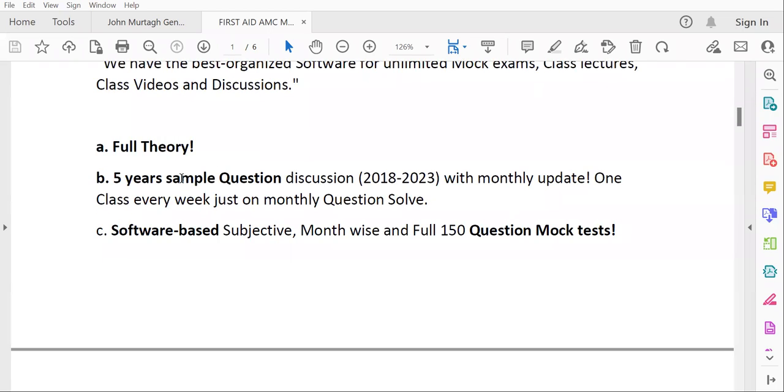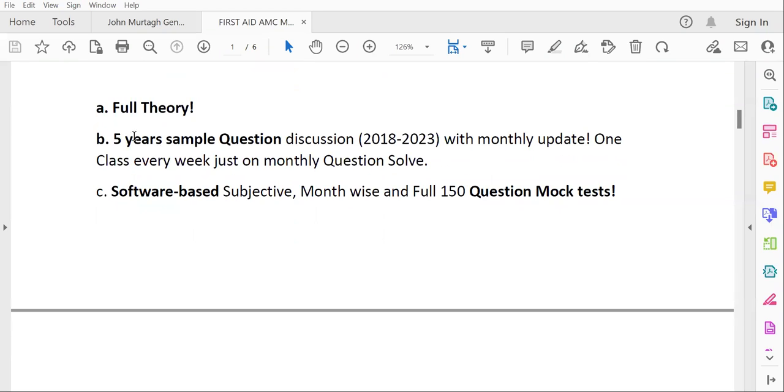So we discuss full theory with you. Theory classes are just like how we did today. Then you have 5-year sample question discussion that's given in the software. That's from 2018 to 2023, but we mainly focus on the most updated one during the course. But you can also get to know all other years through the portal.